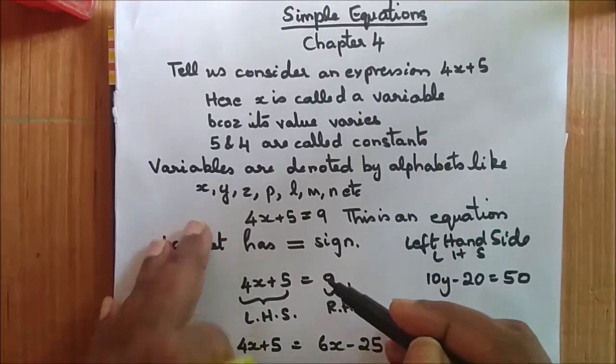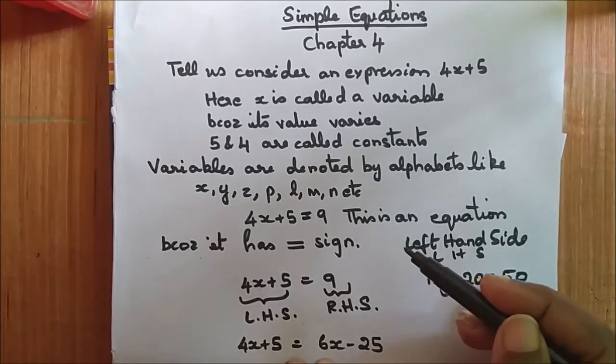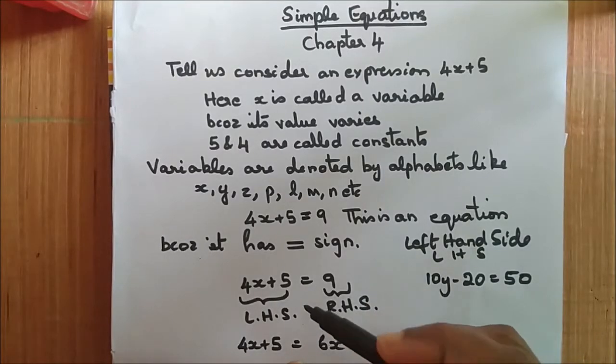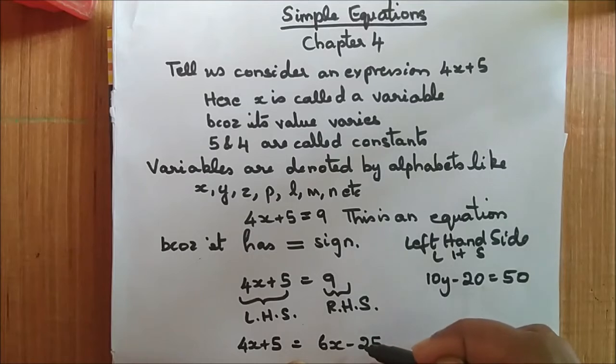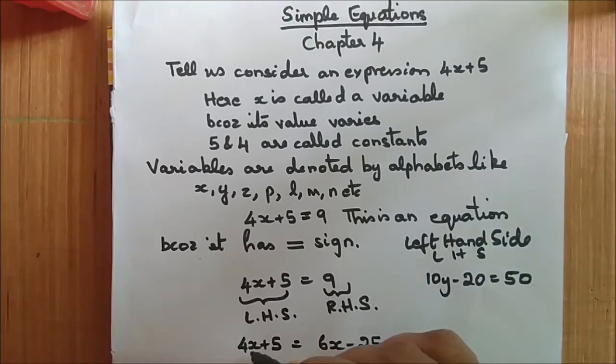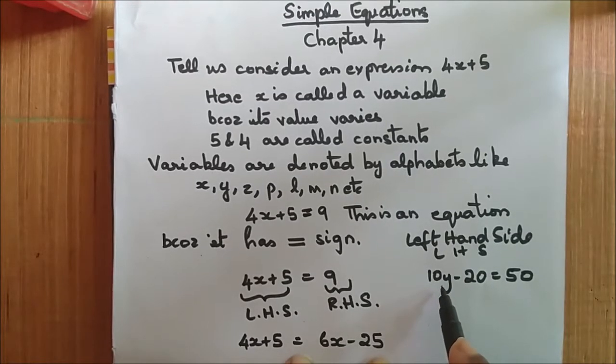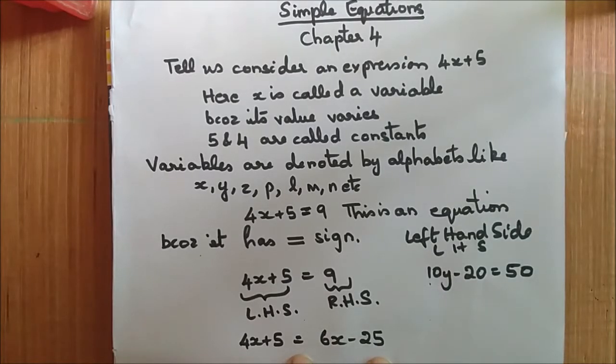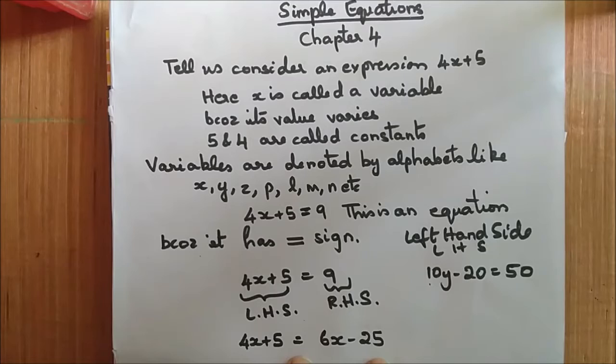Now let us take another expression, 4x plus 5 equals 6x minus 25. This is also an example of an equation where the left hand side is equal to the right hand side. We have an expression on the right hand side as well as on the left hand side. Similarly, let us take this equation 10y minus 20 equals 50. This is also an equation because the expression 10y minus 20 is equated to 50 on the right hand side. I hope you have all understood what an equation is, and what the LHS and the RHS are.